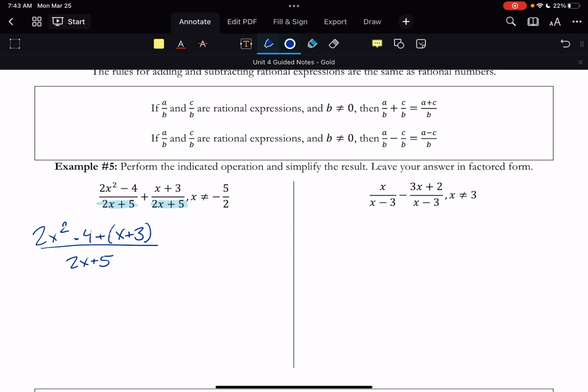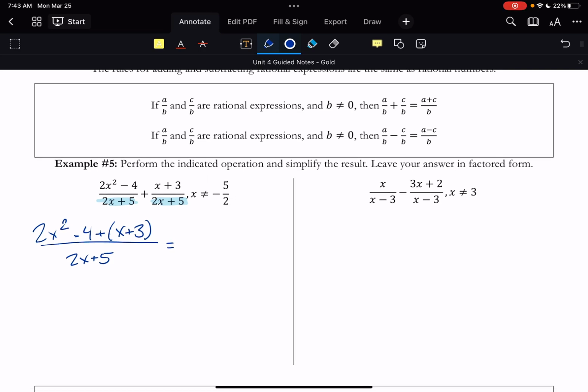It already gave us that excluded value of negative 5 halves because my denominator cannot be equal to 0. Now all that I'm going to do is simplify my numerator by combining my like terms. That gets me 2x squared plus x minus 1 over 2x plus 5. Now I need to ask myself, can I simplify that numerator?